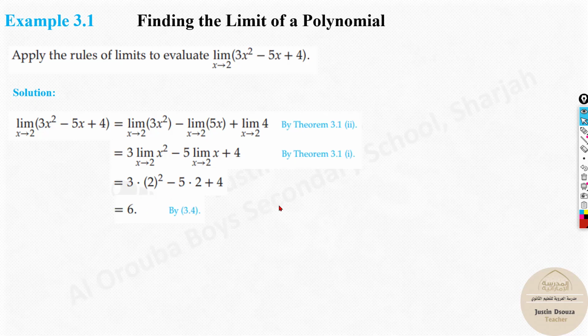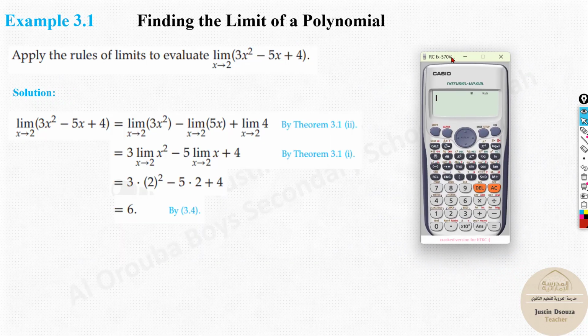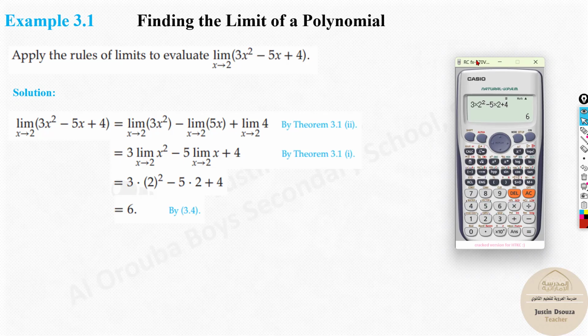So this is just the detailed method. You can just keep this in mind, or you can directly solve it. Now over here, all you need to do is substitute the value of 2. So it'll be 3 into 2 squared minus 5 into 2 plus 4, and the answer will be the same thing.